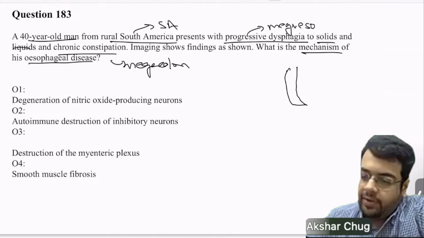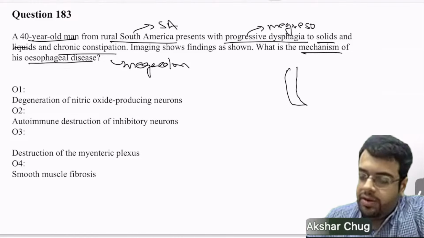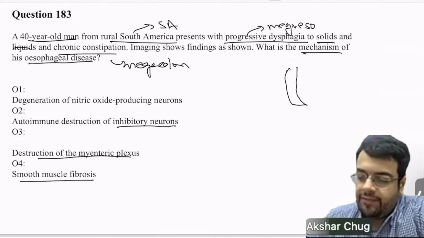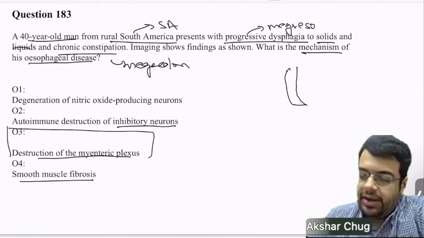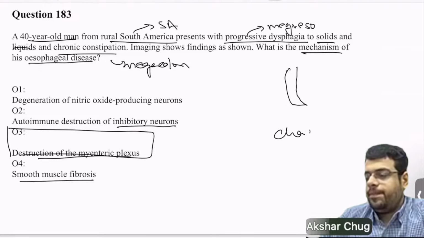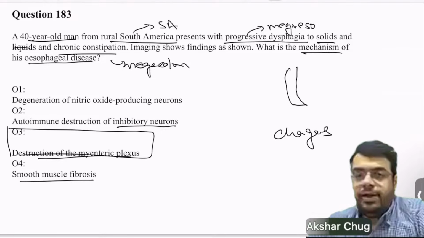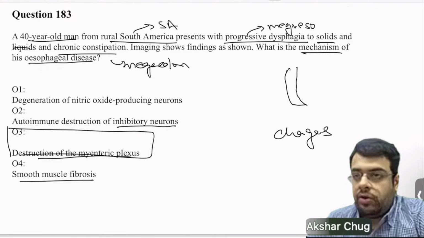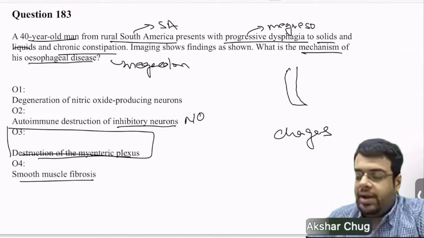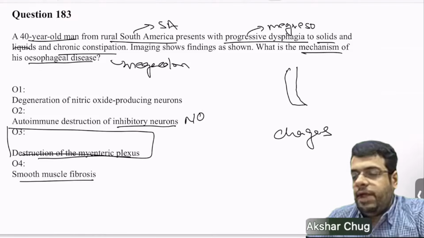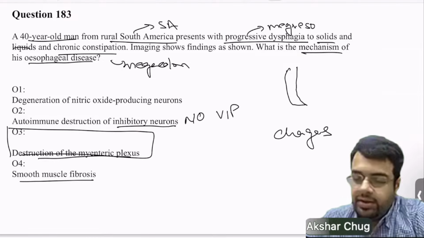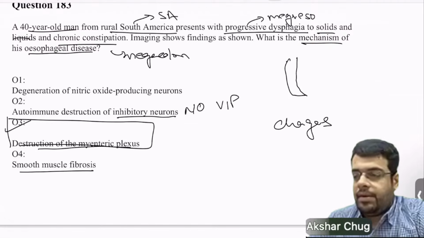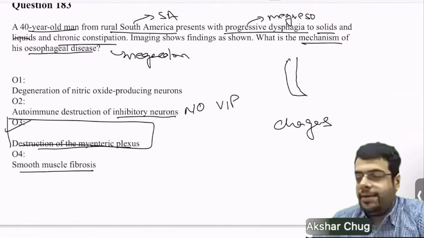Degeneration of nitric oxide producing neurons, autoimmune destruction of inhibitory neurons, destruction of the myenteric plexus, and smooth muscle fibrosis. Now here it is secondary due to Chagas disease. If it had been the primary disease, it would have been autoimmune destruction of the inhibitory neurons producing nitric oxide and VIP to relax the esophagus. So here the correct option is option 3. It is a case of secondary megaesophagus or secondary achalasia cardia.